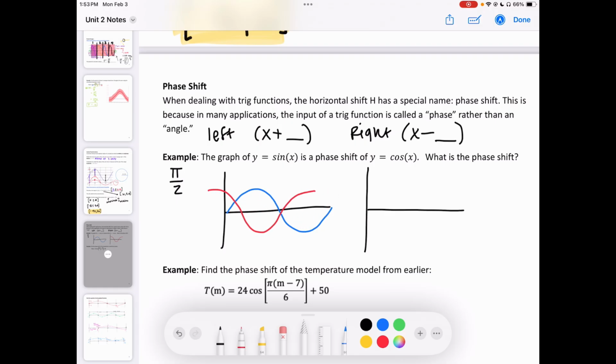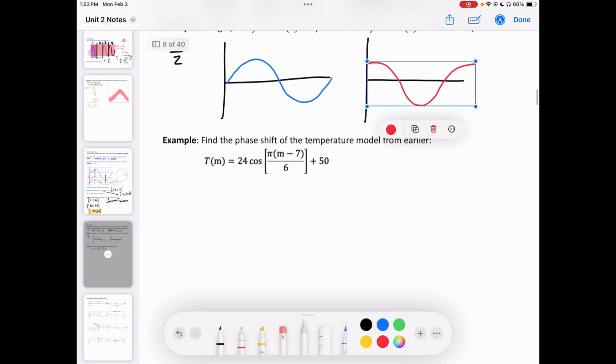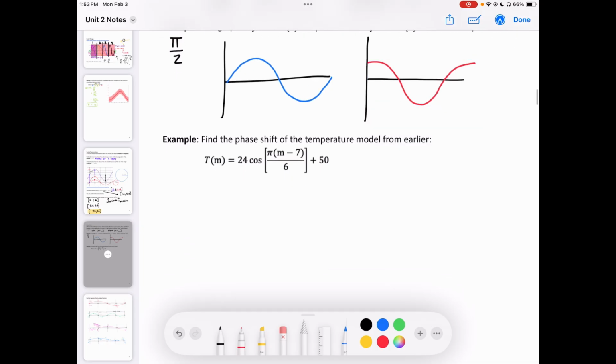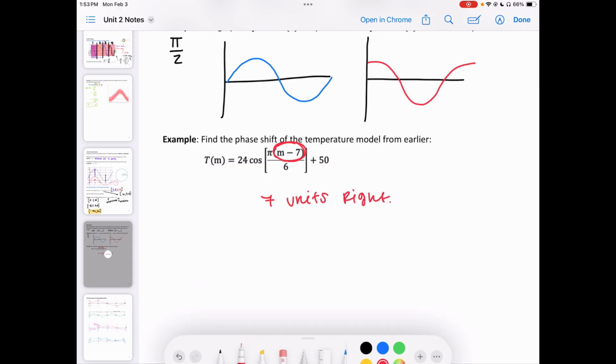It also works the other way, but this one is faster. Okay. It is just a phase shift. So slide that back over. Let's find the phase shift of the temperature model from earlier. Okay. Easy breezy. We mentioned that it was that -7, so 7 units to the right.